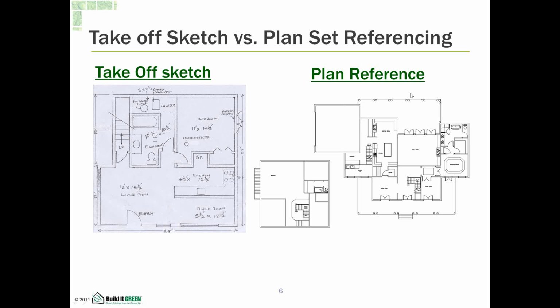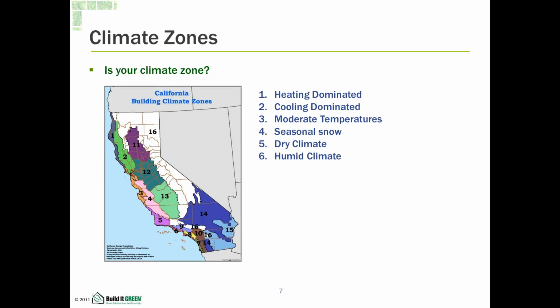Plan reference drawings will pretty much be CAD, or computer-aided drafting, or can be hand-drawn. Many architects still do hand drawing. Plan sets may or may not come with dimensions, but they will give you scales to identify dimensions, so they're pretty much easier to use. But the biggest difference between a takeoff sketch and a plan reference is the amount of detail and what it's used for.